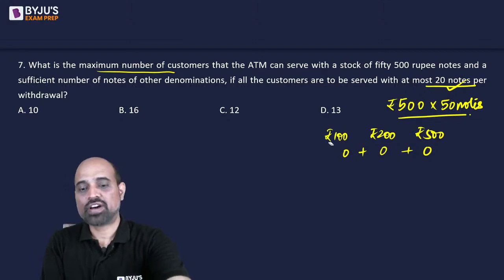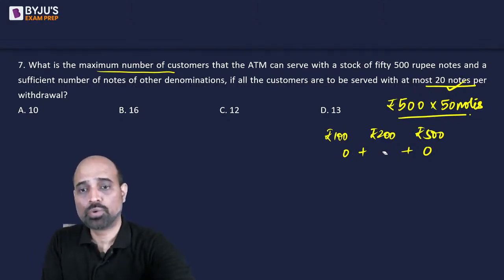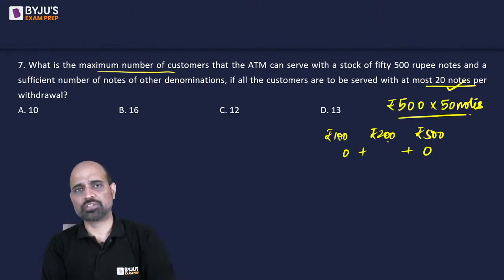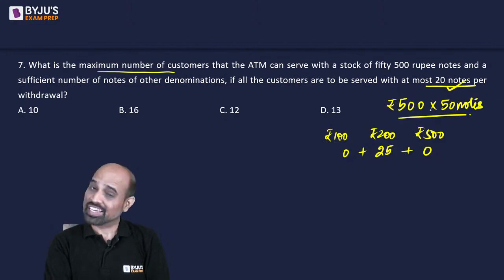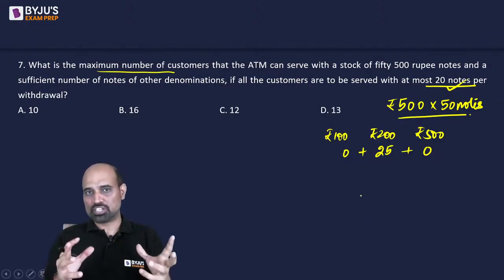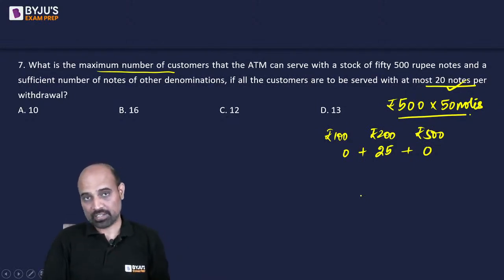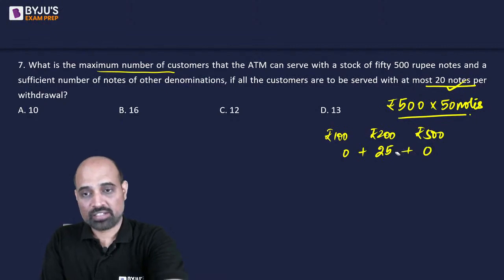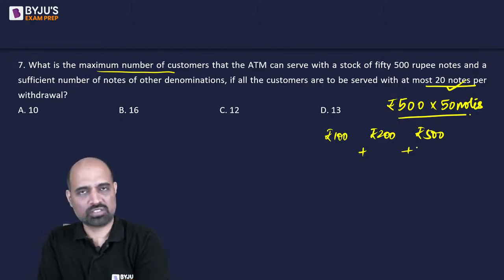In the same way, if I say give only 200 rupee notes, in order to make 5,000 we need 25 notes. No, this will again exceed 20 notes. So it means we have to form a combination such that the total number of notes remains at most 20. 20 will also work.